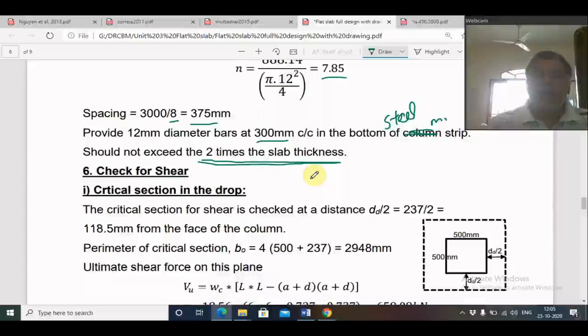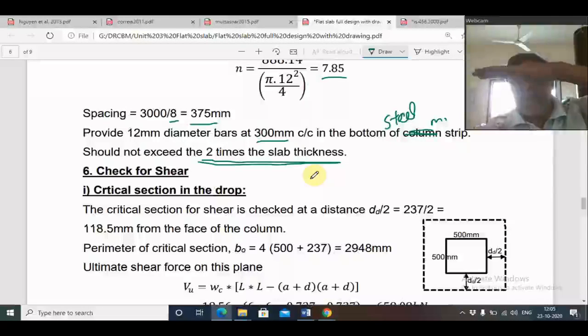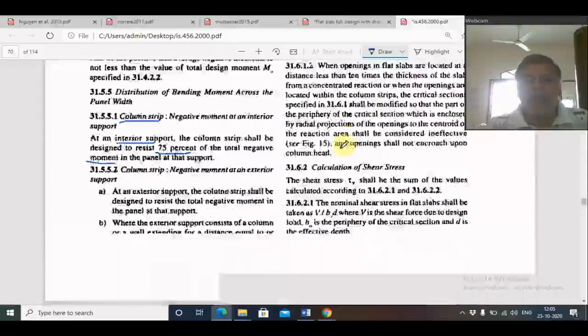Here we have provided the slab with the drop. So I have to check the shear, critical section for shear at 2 locations. One is from the face of the column, another one is from the edge of the drop. We have 2 possibilities. The column can be either punched through the drop location, and the column and the drop can punch the slab from the edge of the column. So see, the code itself gives these details.